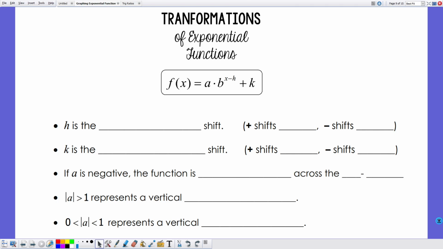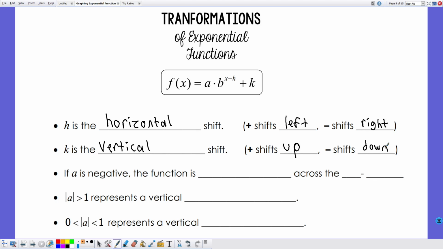And we still use h and k in the ways we used them before, where h represents a horizontal shift, and where a positive h value represents going to the left, and a negative means we're going to shift to the right. k is our vertical shift, and positive means we go up, negative means we go down.